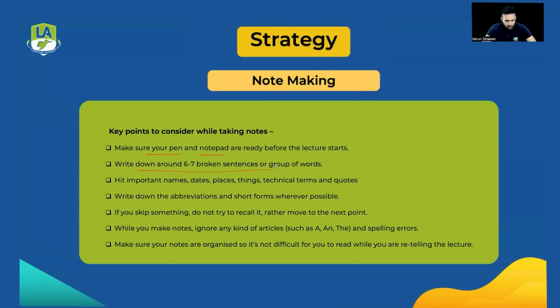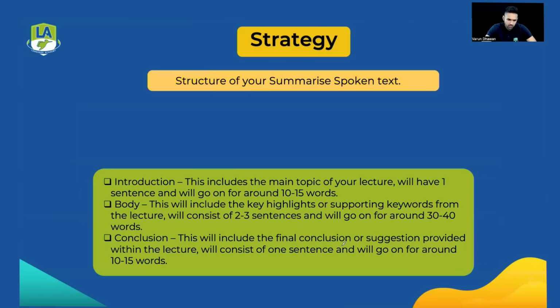Write down broken groups of words or phrases. Make sure you focus more on names, dates, places, things, technical terms, or quotes. Quotes means something particularly mentioned in the lecture. Do not try to write or focus on spellings, just write short forms so that you can grab more information. If you skip anything, don't try to recall it. Avoid worrying about any grammar or spelling errors you make while you're taking down notes. Again, as I mentioned, make sure your notes are organized so that it's not difficult for you to read while you are rewriting the lecture. This is what you have to do.